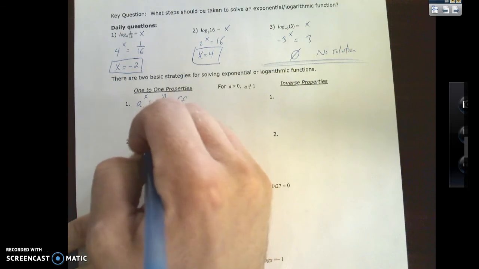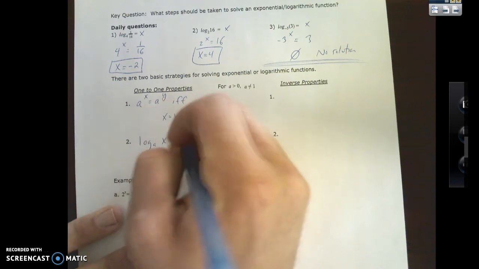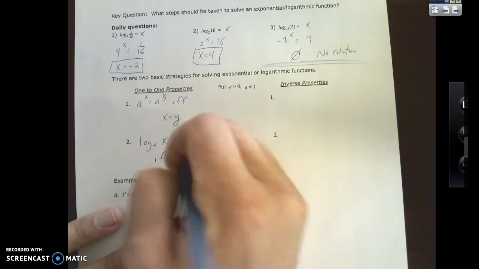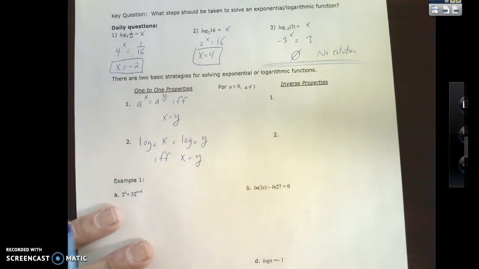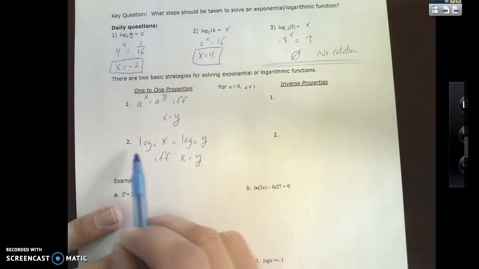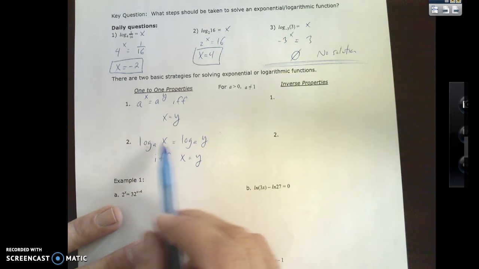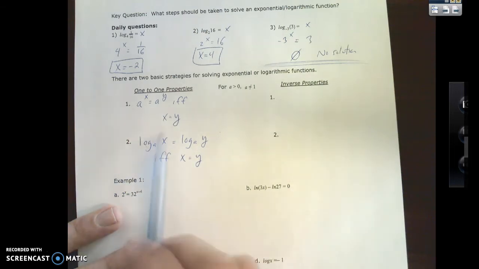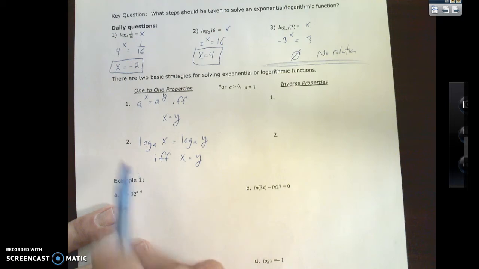We can also say log base a of x equals log base a of y, if and only if x equals y. This is another one I like to call duh, because if I have the same log base, then whatever is here has to be the same as well. So we can just make those equal. This one's really, really nice. You guys are going to enjoy that one.